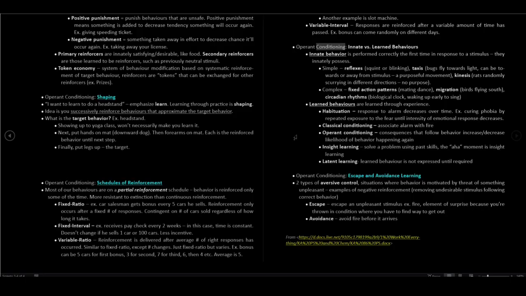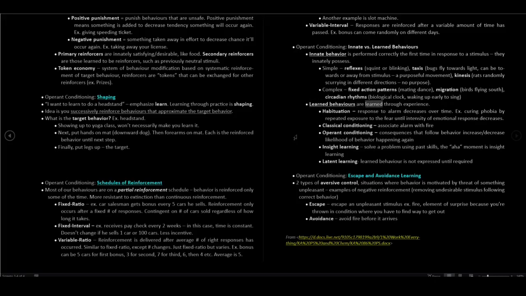Operant conditioning: innate versus learned behaviors. Innate behavior is performed correctly the first time in response to a stimulus they innately possess. Simple reflexes, like squinting or blinking. Taxis: bugs fly towards light; it can be towards or away from a stimulus. Kinesis is not purposeful movement: rats randomly scurrying in different directions, no purpose. Complex fixed action patterns: mating dances, migration, birds flying south, circadian rhythms, the biological clock, waking up early to sing.